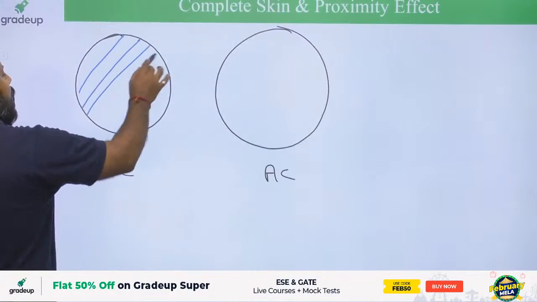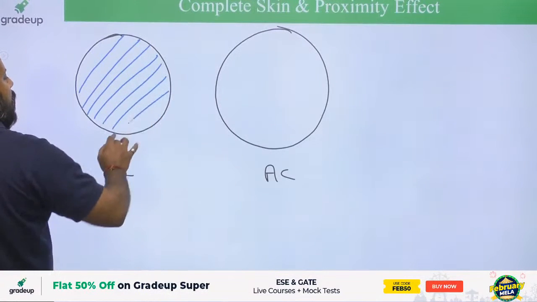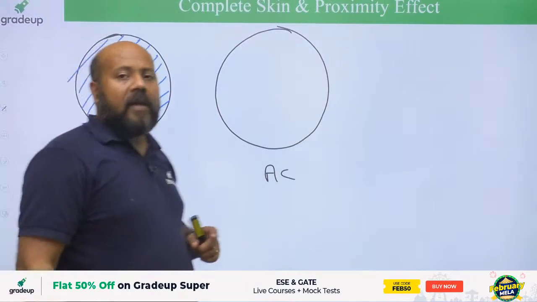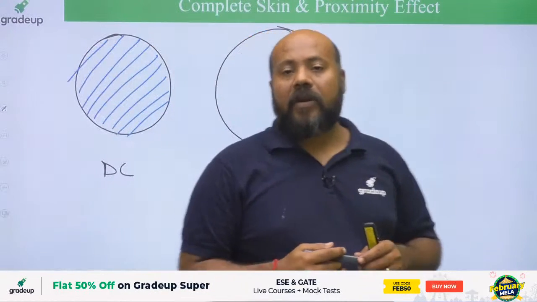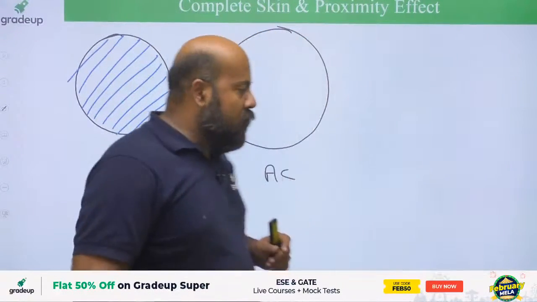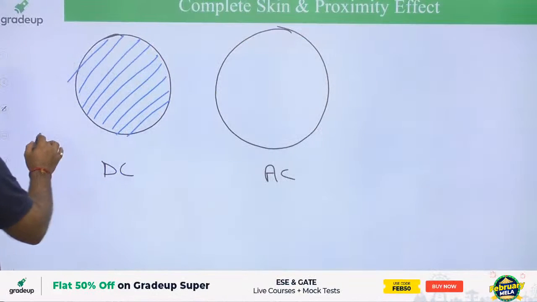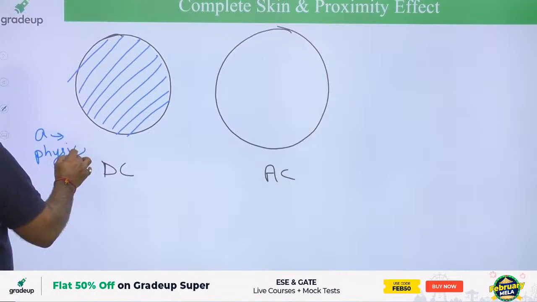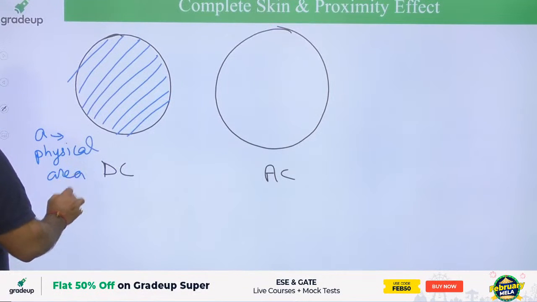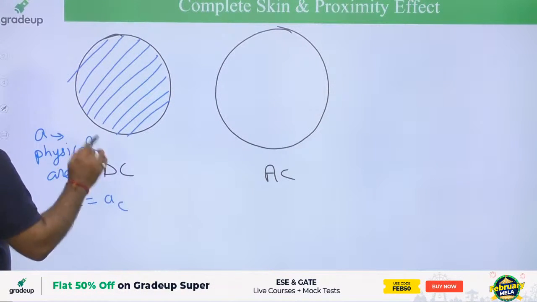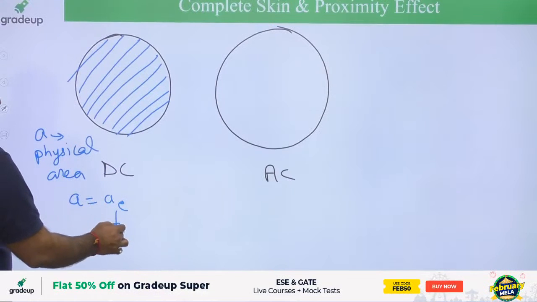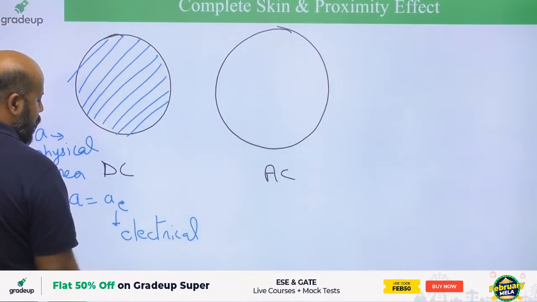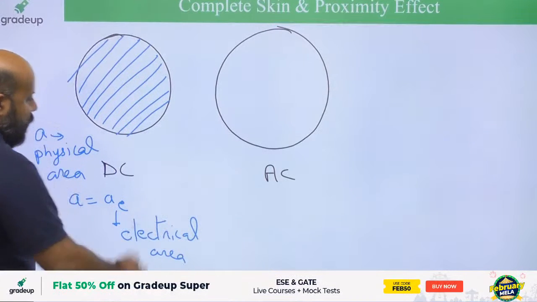So the current is going to be present throughout the cross section of the conductor, or you can say the current distribution in the conductor is going to be uniform, so the physical area is going to be the same as the electrical area. What is electrical area? The area through which current is passing.